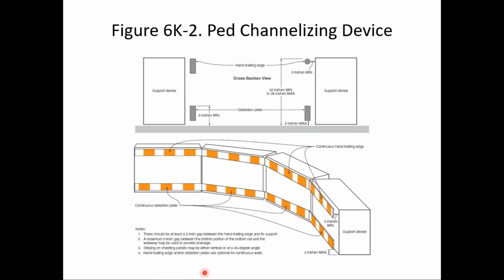Some of you may recognize this. This is figure 6K-2, which I just took from the MUTCD. And this is a few years old, I would say. There are other techniques and technology, but this is one that's identified in the MUTCD. But notice they have the detection plate down here. I sometimes call it toe boards or kick plates. And then they have the hand trailing edge up here, and then you can see an elevation or cross-section view of it in the upper drawing.